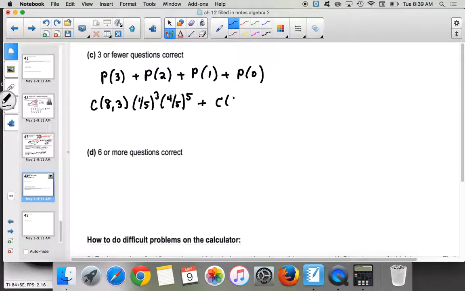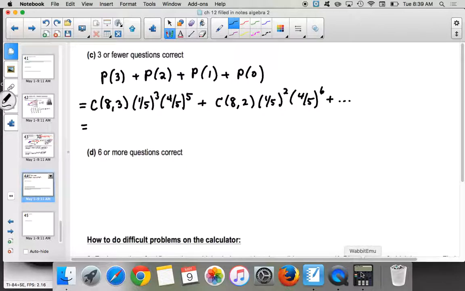And then the next one, we're going to have 8 choose 2, and we're going to do 1/5 to the 2, 4/5 to the what? And then we continue that pattern. So if you are good with your calculator, it's going to save you some time. So here's the way that I recommend that you do this.